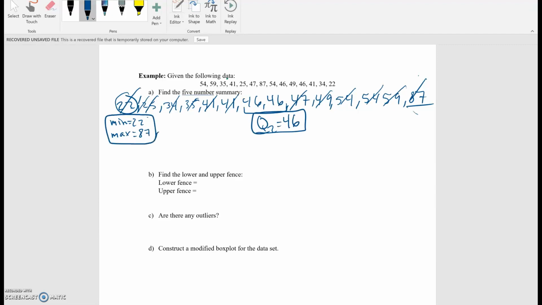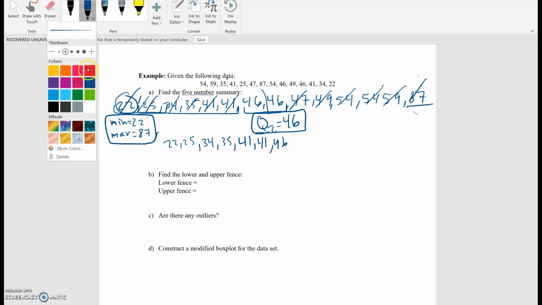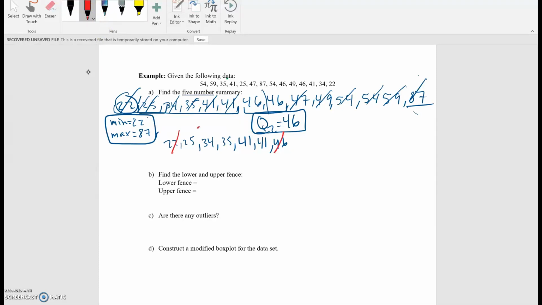Now my Q1 is going to be my lower half, and my lower half is all of this. So I'm going to have 22, 25, 34, 35, 41, 41, and 46. So what is this going to give me? This will give me a 35. So my Q1 is going to be 35.